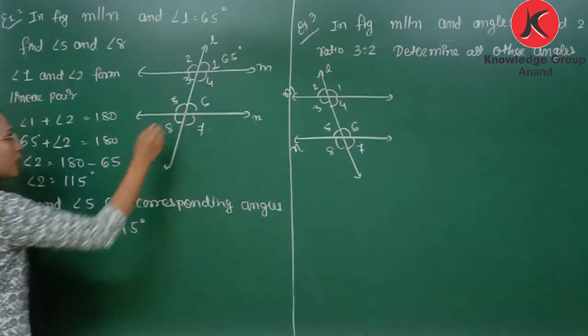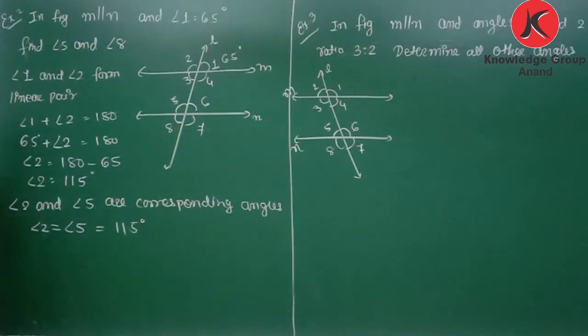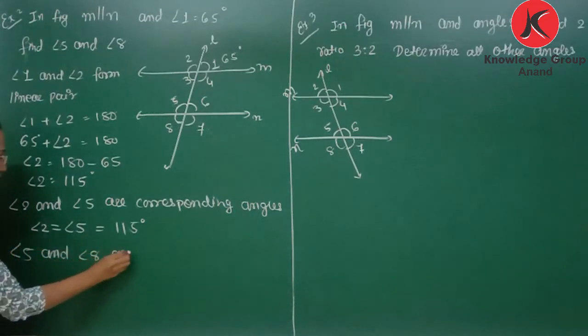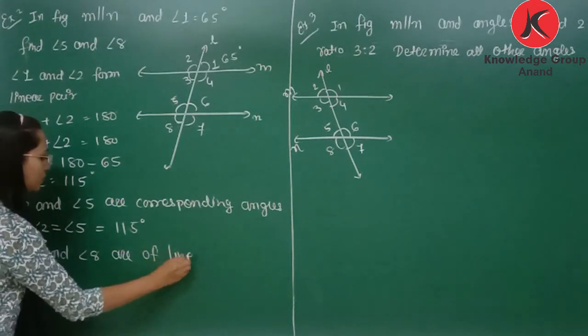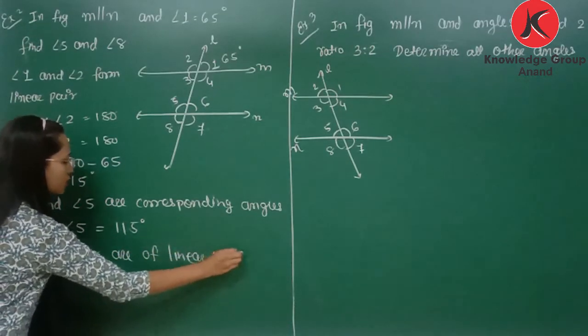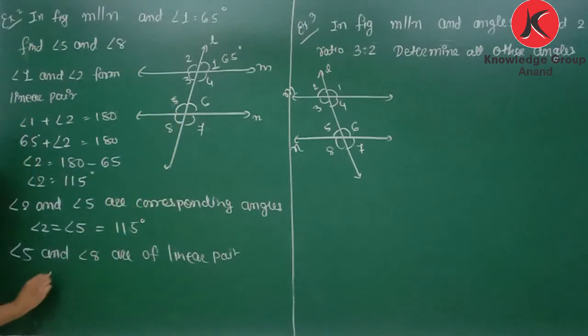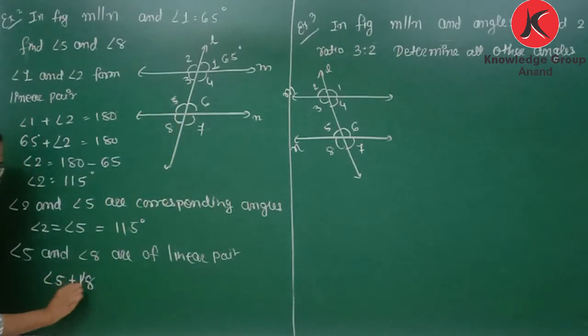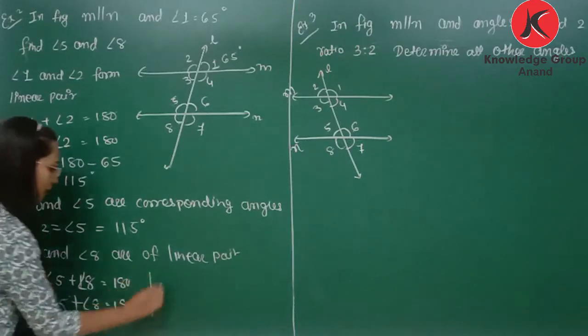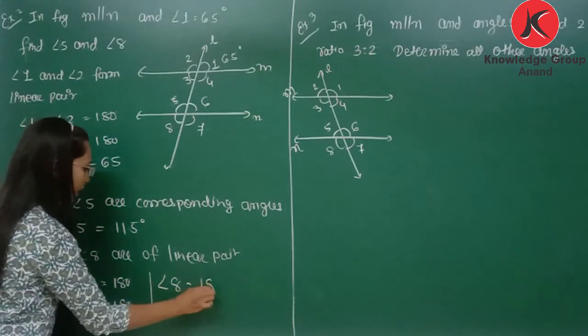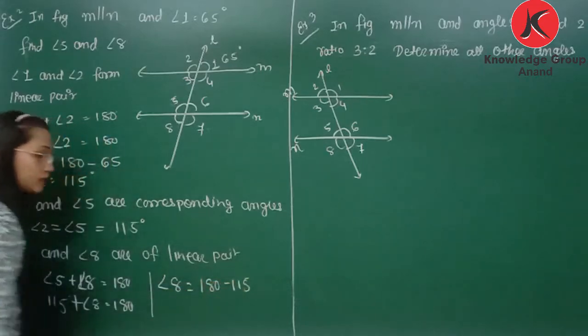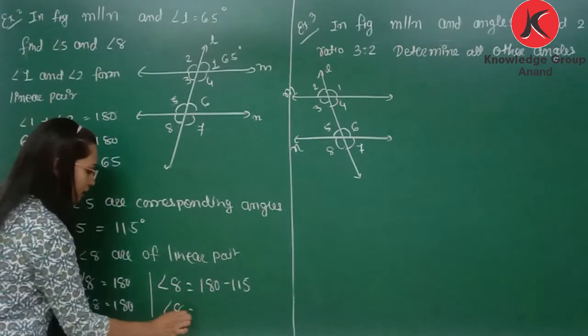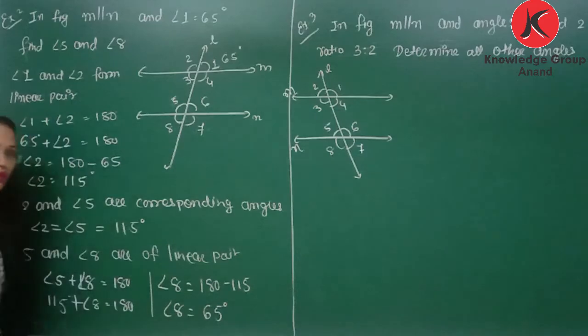Similarly, angle 5 and angle 8 are a linear pair. So their addition will be 180. Angle 5 is 115, plus angle 8 is equal to 180. So we can find angle 8 by subtracting 115 from 180. So we get angle 8 as 65. Clear?